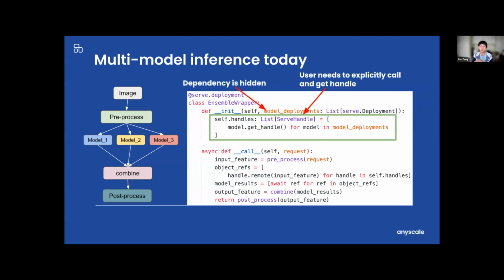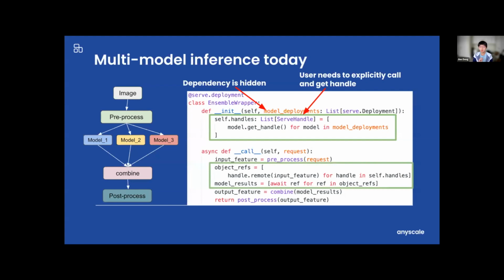At least one of the attributes you can observe here is, when you're looking at the classes and assuming your inference graph got really large and very complicated, the dependency between different nodes in the graph, in this case the different classes, is hidden from you. And also, a user needs to explicitly call get handle every single time for the model and deployment they want to use.